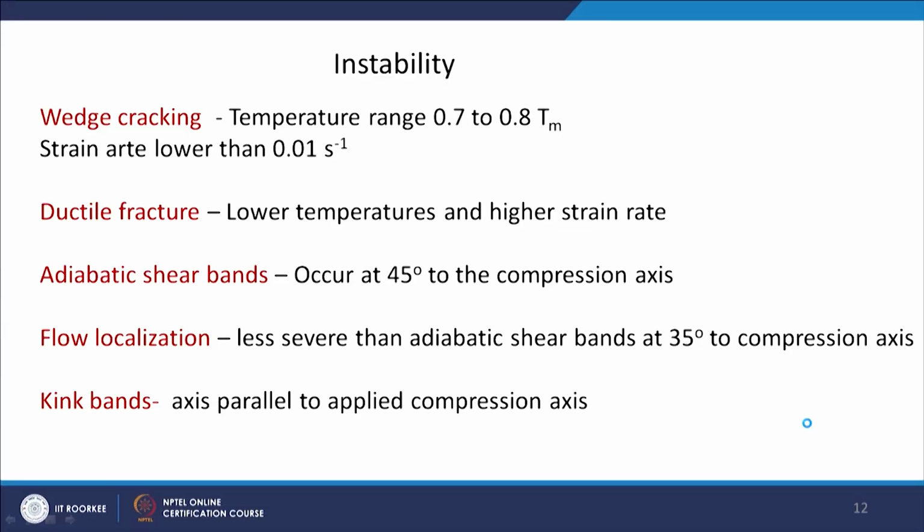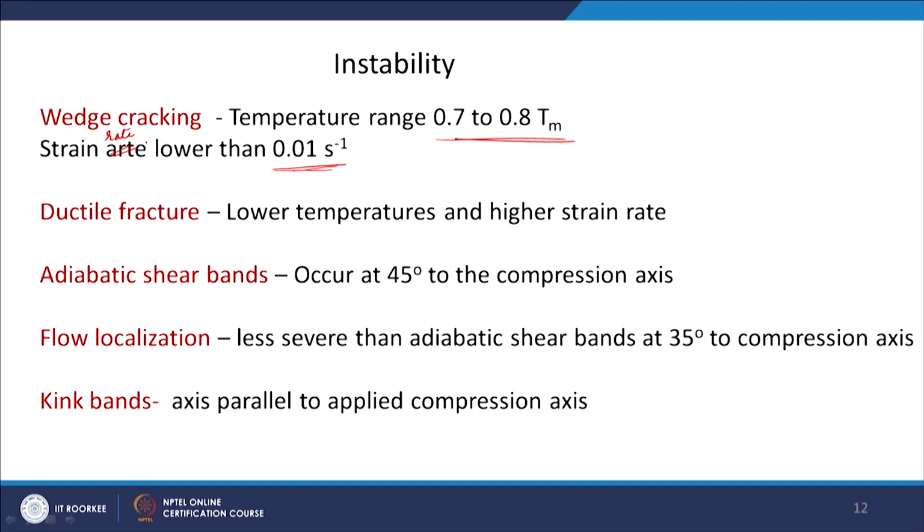Instability regions: wedge cracking, we have already seen in the Raj map what we mean by wedge cracking. The temperature range is of course high here, and the strain rate range is low. So, it is basically very high temperature and very low strain rate, where you have superplastic kind of deformation, and usually there you can see this kind of wedge cracking. Ductile fracture of course will occur at even lower temperature and higher strain rates. So, usually that should not be our concern in hot deformation.